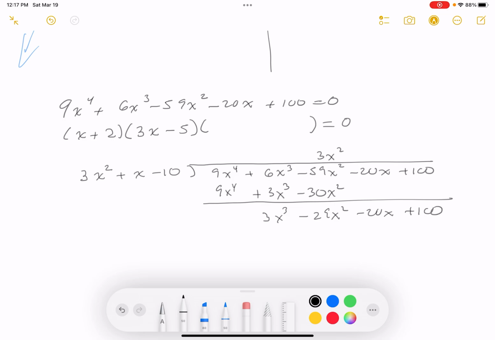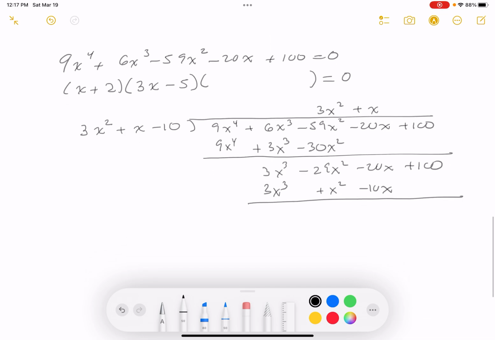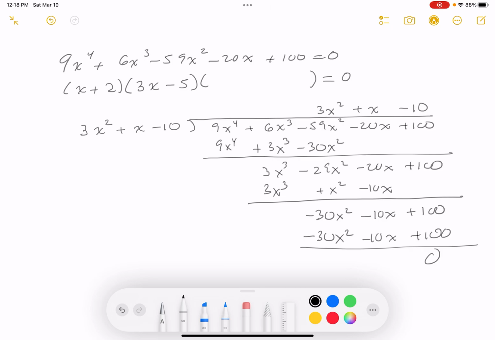Repeat. What are you going to get over here now? Plus x. What's going to give you 3x cubed plus x squared minus 10x? And what do you get there? You get minus 30x squared minus 10x plus 100. Well, what do you get here? It looks like minus 10, right? What does that give you? Minus 30x squared minus 10x plus 100. And as expected, we get a remainder 0.